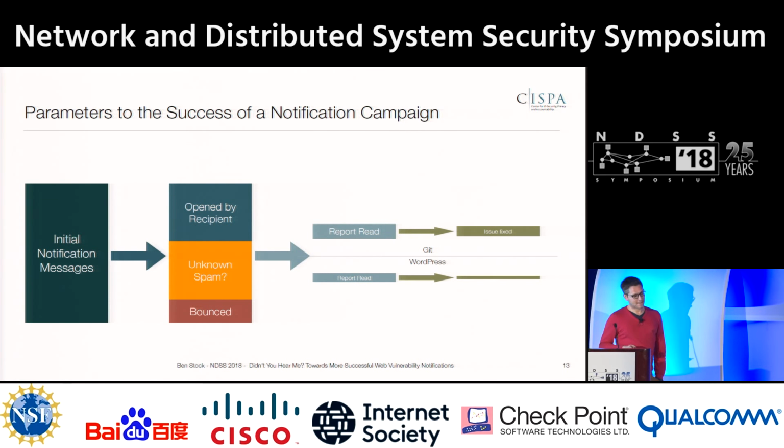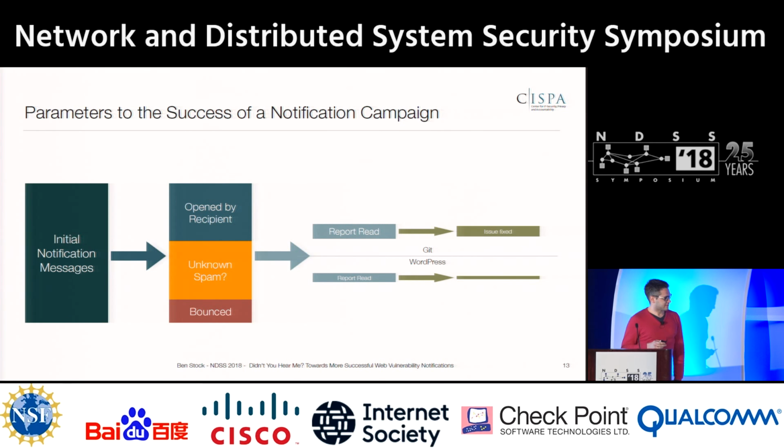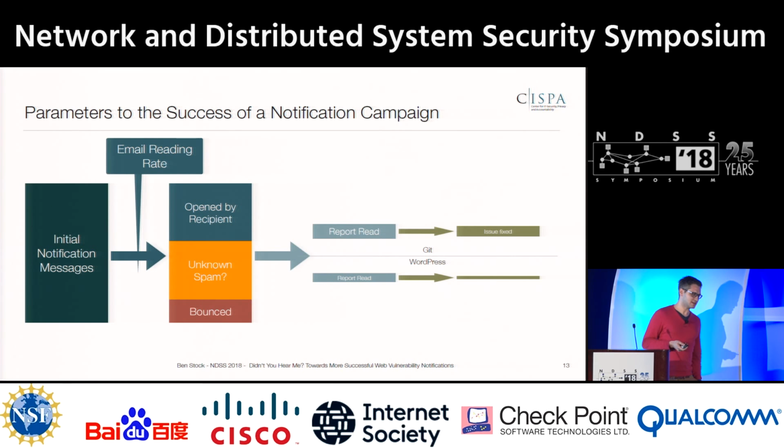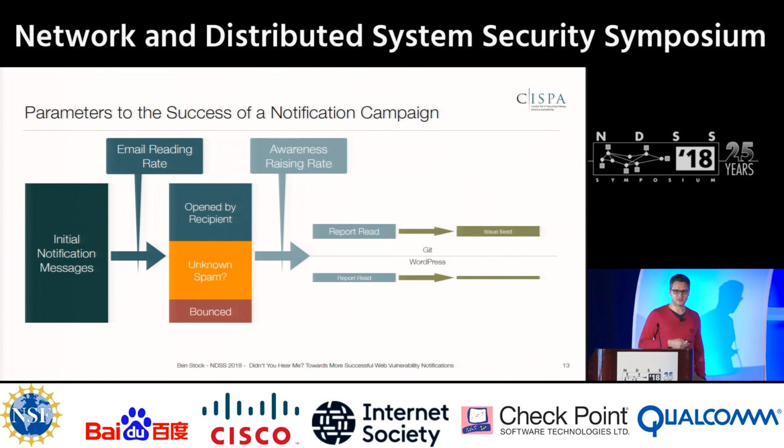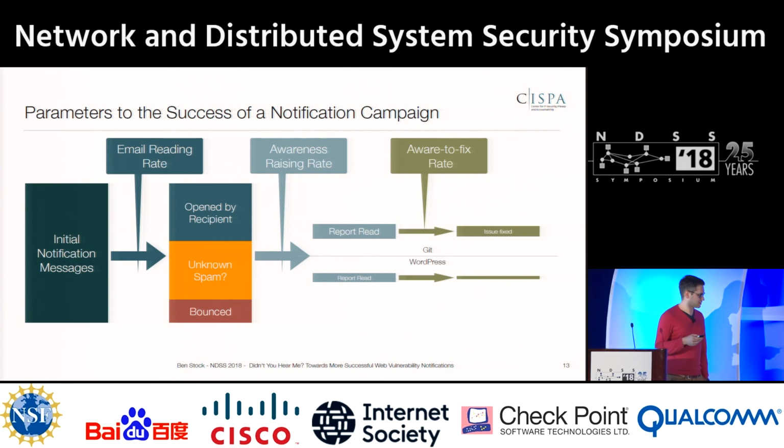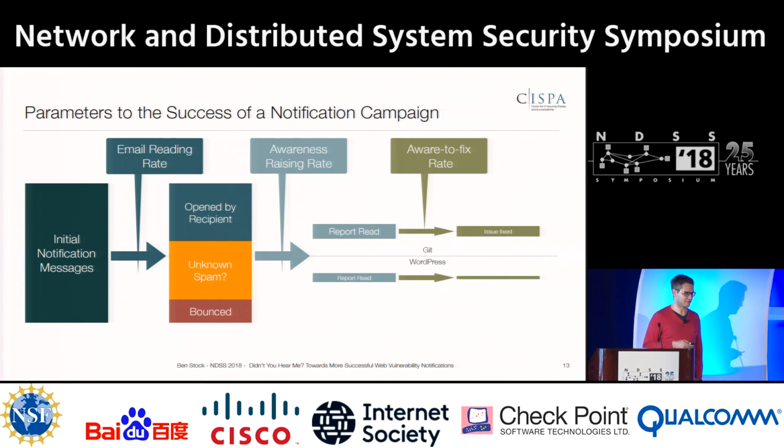And so bottom line is the 3 parameters that we identified are the email reading rate, and this is not really related to the type of vulnerability that we're disclosing. The awareness raising rate, so how many people then actually followed up on the information. This does depend on the type of vulnerability that we're notifying. And then this awareness to fix rate that eventually gets the issue fixed for good.